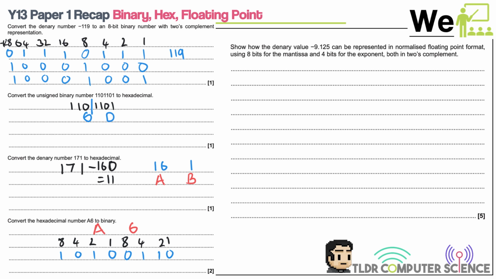Okay, and now we've got a bit of a jump up. It's a normalized question, which is normally worth a few points for us here. Show how the denary value negative 9.125 can be represented in normalized floating point format. If you remember, if it was a negative number, it would be 1.0 something, and if it was positive, it would be 0.1 something.